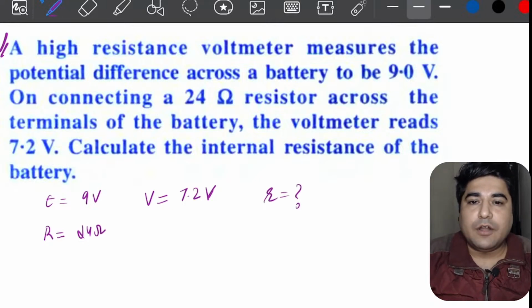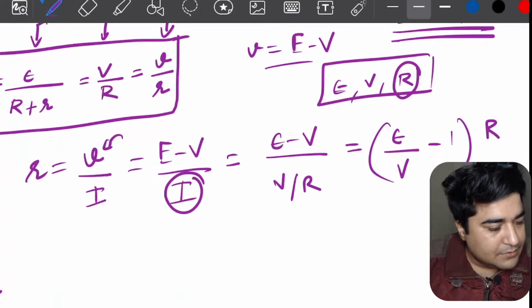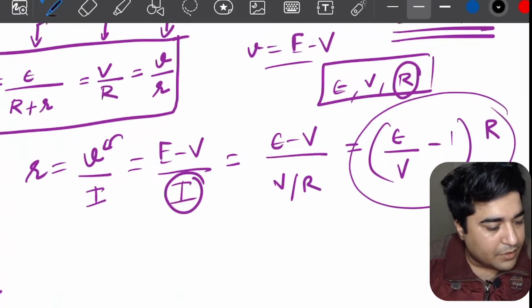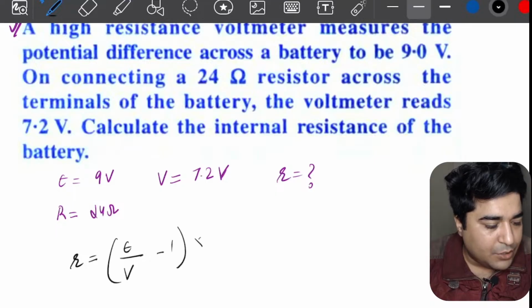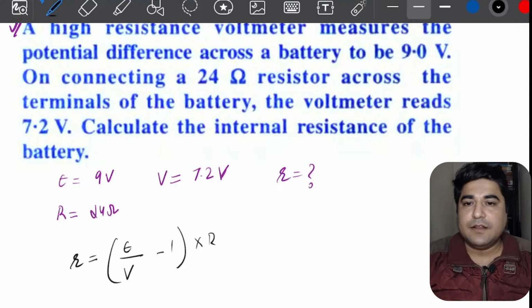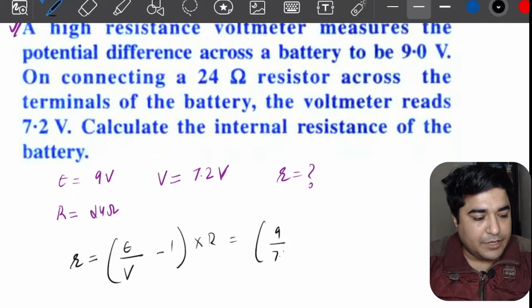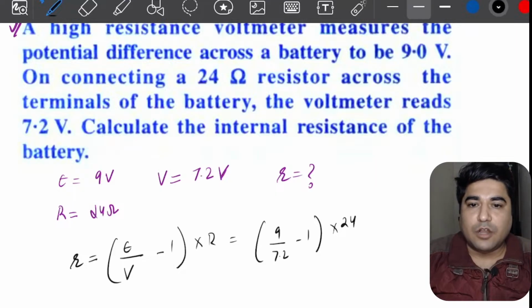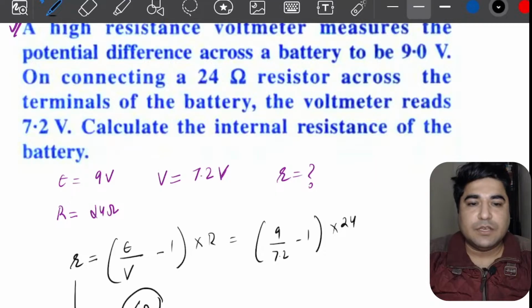We already know the relation for calculating this, and in the last slide itself, this relation would be very applicable over here. Let us directly put in the values and get the answer. So (E over V minus 1) into R will be the value of our internal resistance. Putting the values together: (9 over 7.2 minus 1) into 24. While solving, we get an answer of 6 ohms. So our internal resistance will be 6 ohms based on the concept.